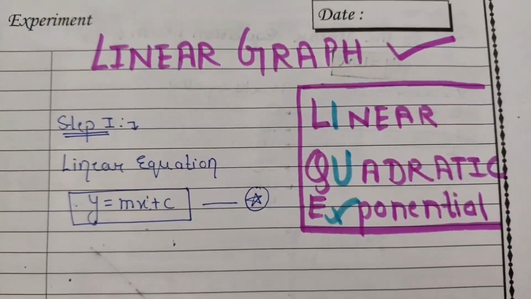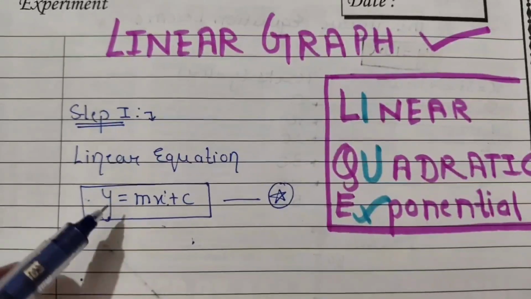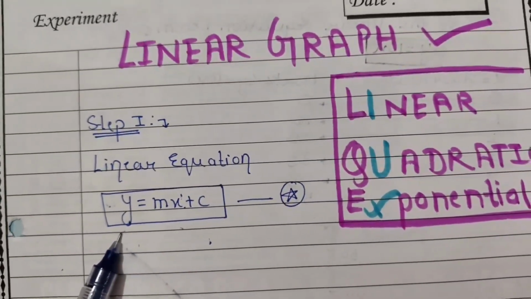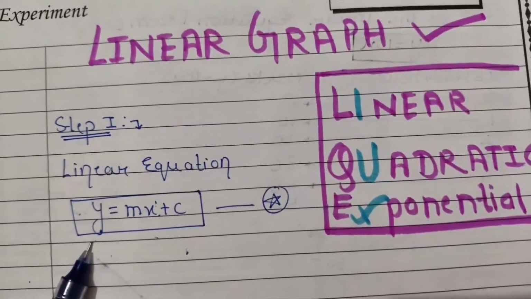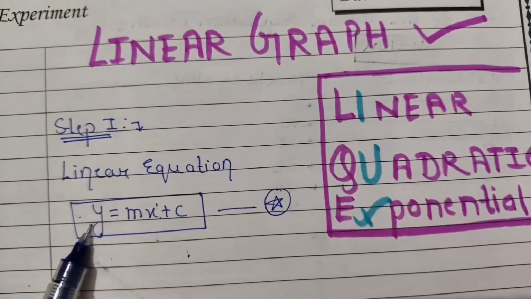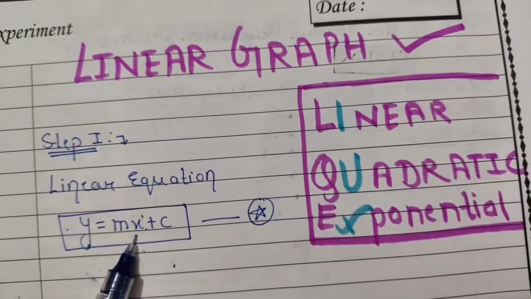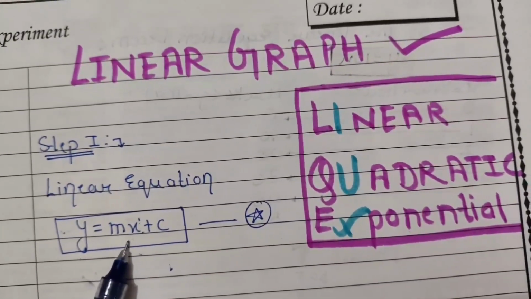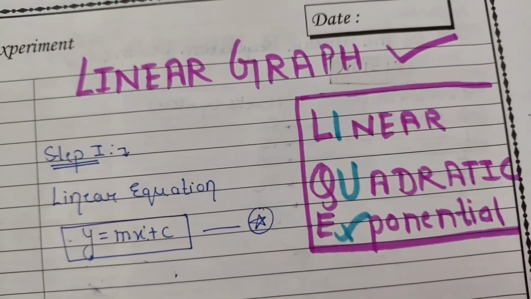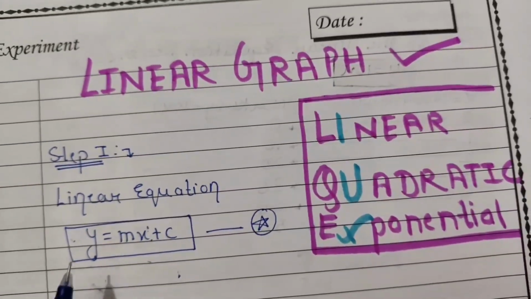In a linear graph, the equation is usually written in the form y = mx + c. Here y is the dependent variable. In the story that I told you earlier, y plays the role of the marks. So y is the dependent variable and x is the independent variable. In the earlier story, x plays the role of the study hours, and m represents the slope, that is the change in y per unit change in x.